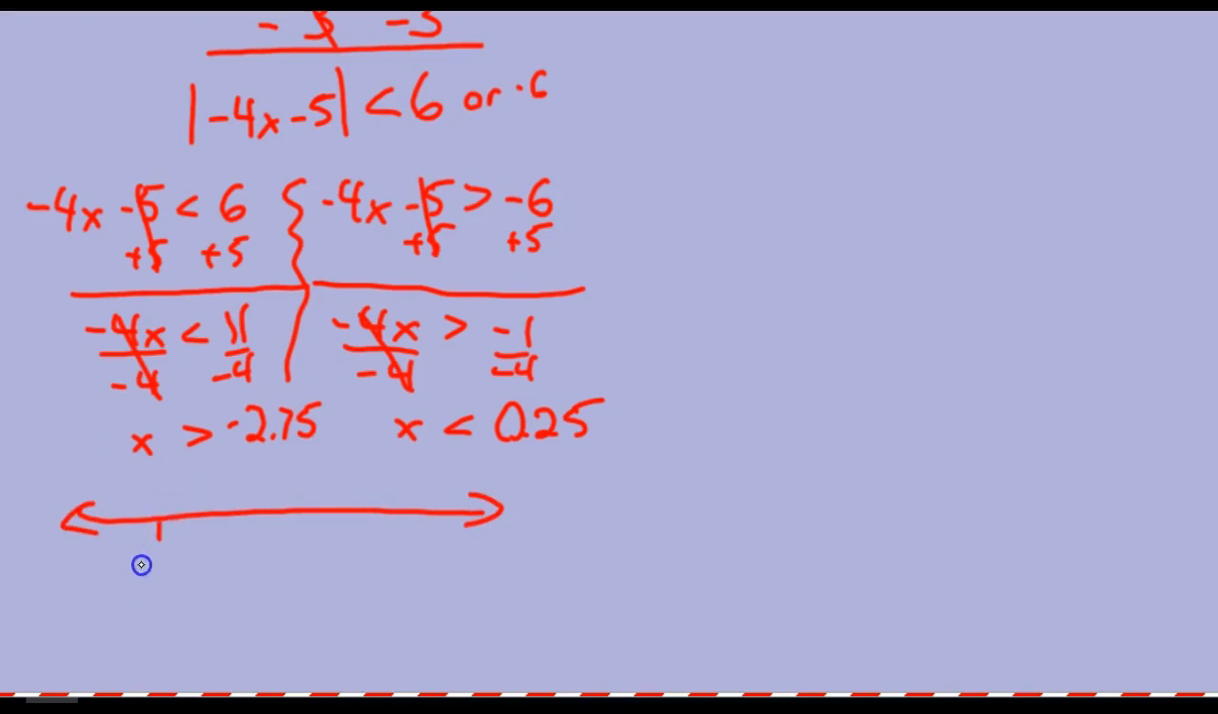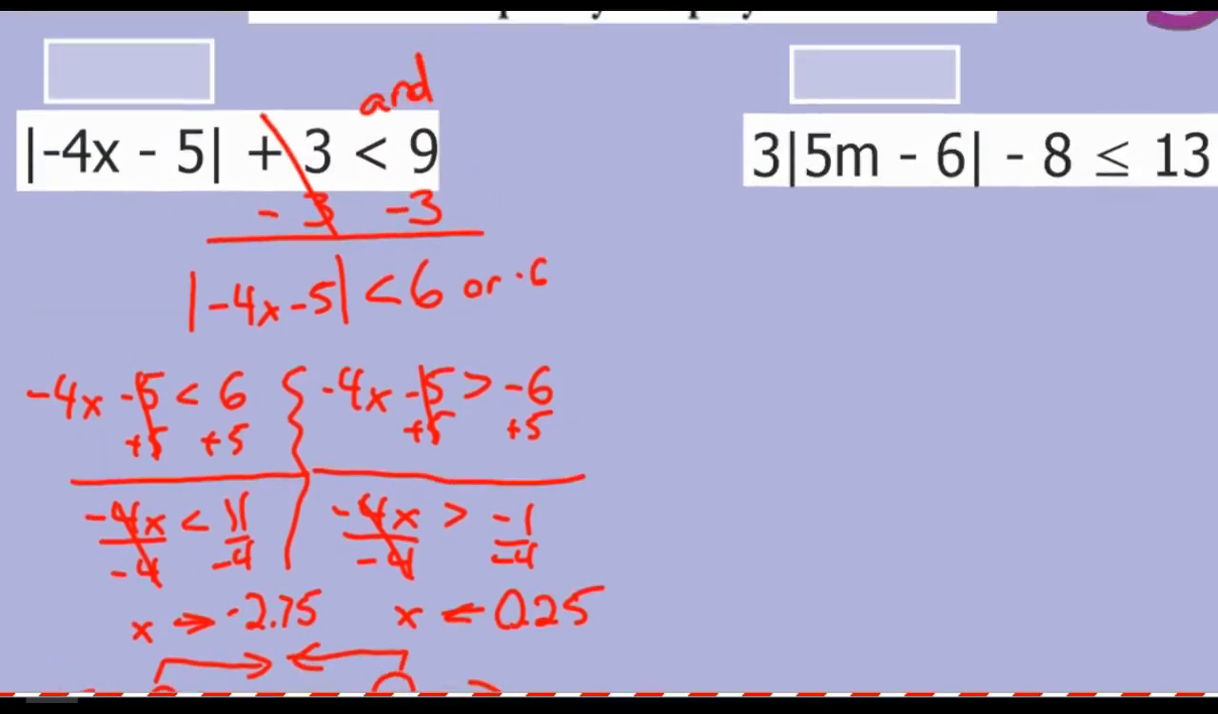So we have an open circle at negative 2.75, and that is going to the right. We have an open circle at 0.25, and that is going to the left. So we have an and inequality, just like we said we were going to have.